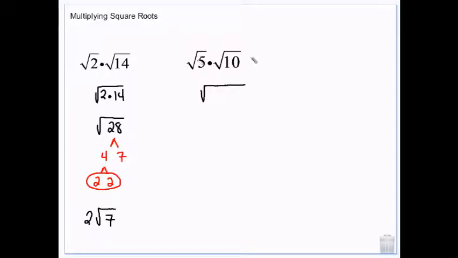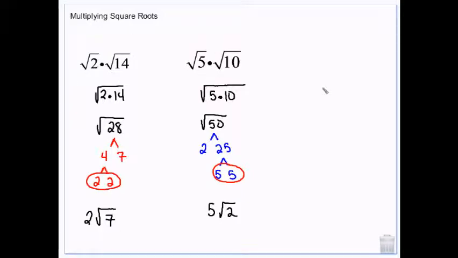What is 5 times 10? 5 times 10, which is 50. And 50 is 25 and 2, and 25 is 5 and 5. And hey, looky there, there's another perfect square pair. So that's the point of putting them together, because individually I can't do anything with either of these, but when I put them together, there's a perfect square I can pull out. Same here. Individually, I can't do anything with a square root of 5 or a square root of 10, but a square root of 50 has a perfect square in it, so I can pull it out.